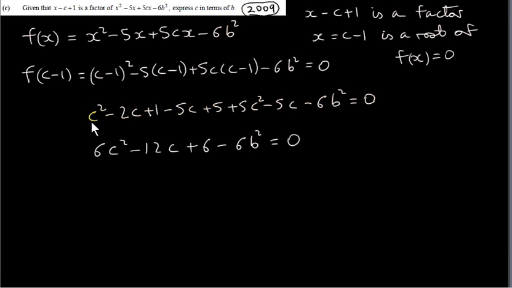So simplifying this down, we have c squared plus 5c squared is 6c squared. We have minus 2c minus 5c minus 5c, that's minus 12c. And then we have plus 1 plus 5 is plus 6. And then we have minus 6b squared. Now we can simplify this a little bit by dividing it all by 6.